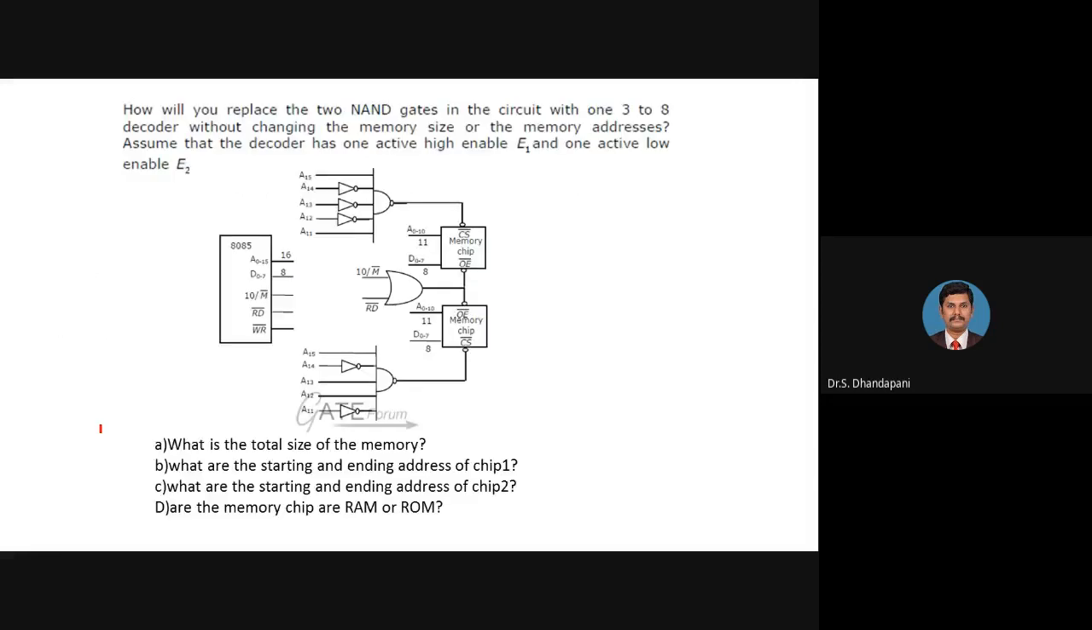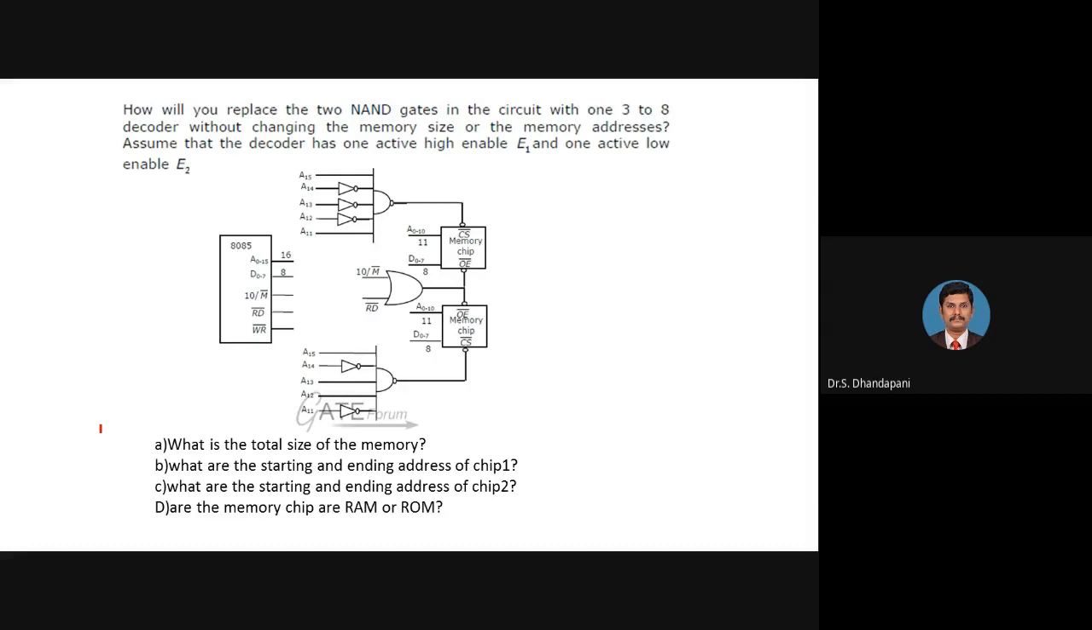Another interesting question, all of you listen carefully. How will you replace the two NAND gates in the circuit with one 3 to 8 decoder without changing the memory size or the memory address? Assume the decoder has one active high enable E1 and one active low enable E2.